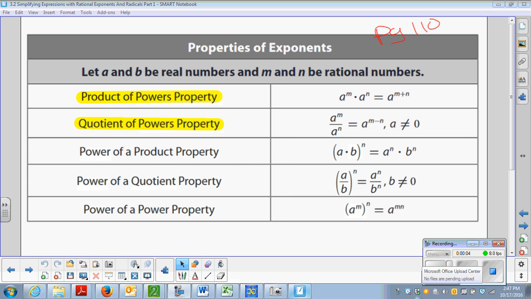And today we're talking about properties of exponents. I want to focus on two, the product of powers property and the quotient of powers property. Remember, product means to multiply and quotient means to divide. But what you do with the exponents is going to be a little different.